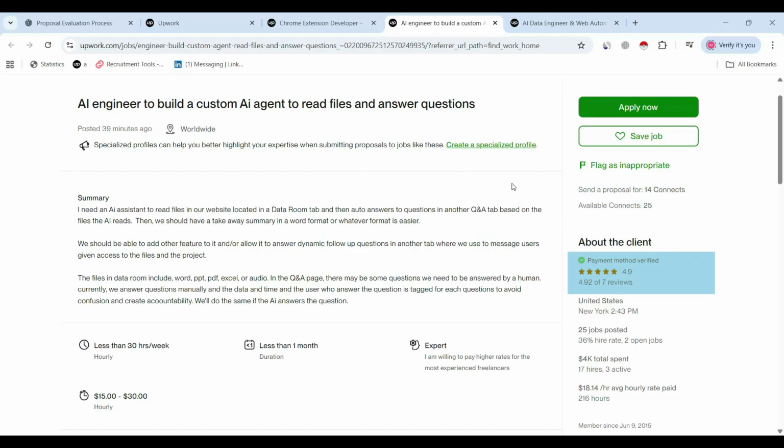which is a good starting point. The client has received multiple reviews from 7 different freelancers as well. However, when we look at the hiring data, we can see that the client has posted around 25 jobs, but the hire rate is only 36%, which is extremely low.